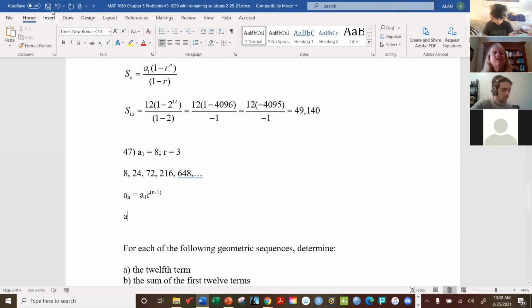So that means A12, which is what we want: the first term is 8, R is 3, and we'll raise that to the 12 minus 1 power. Now, of course, that means what we're actually dealing with here is 8 times 3 to the 11th.